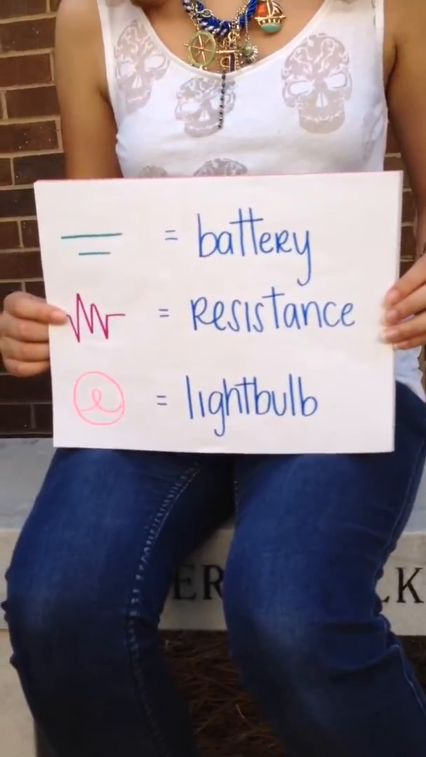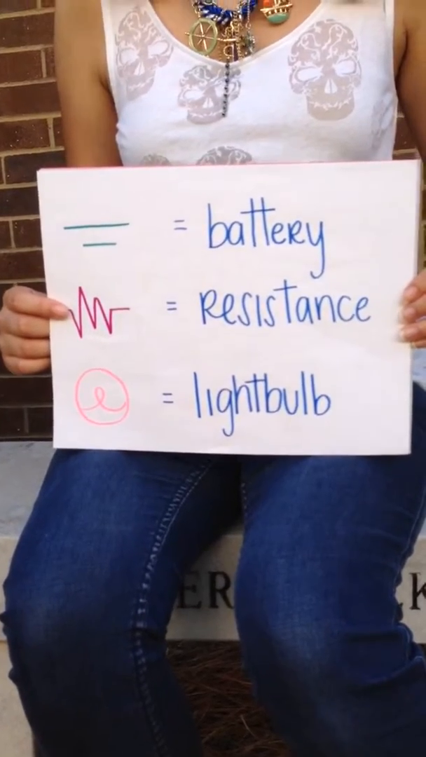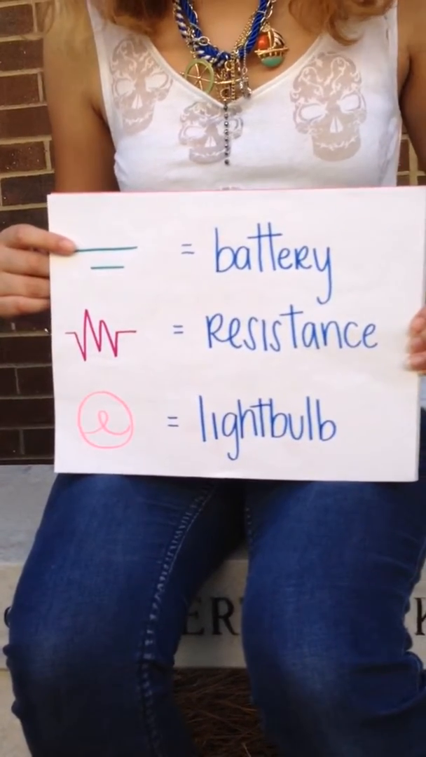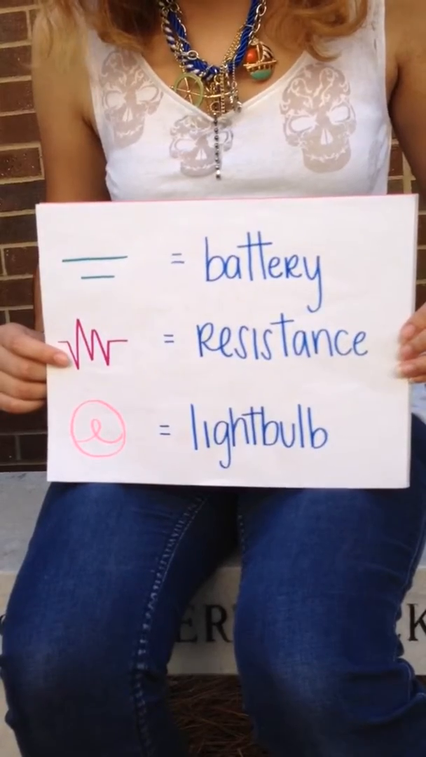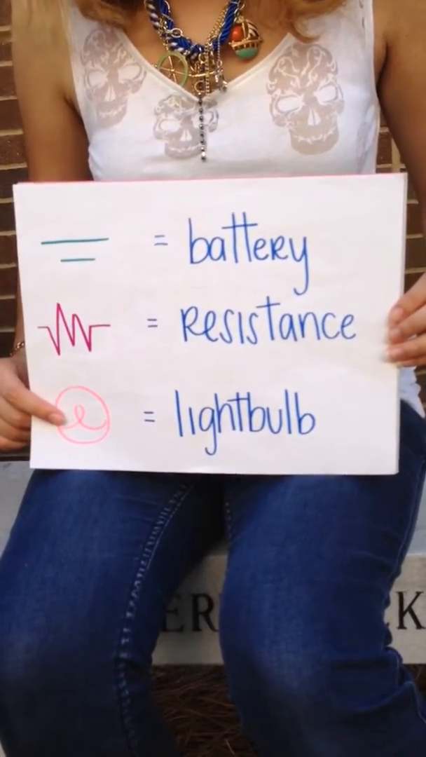Some background knowledge that you will need to know to solve for a parallel circuit is that your first symbol means that there's a battery, your second symbol means that there's a resistor, and your third means that there's a light bulb.